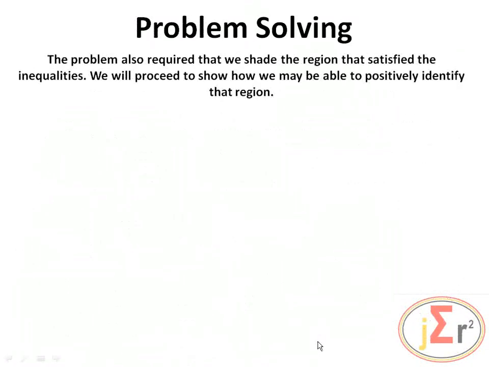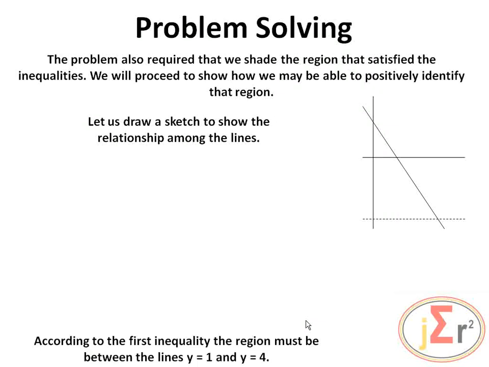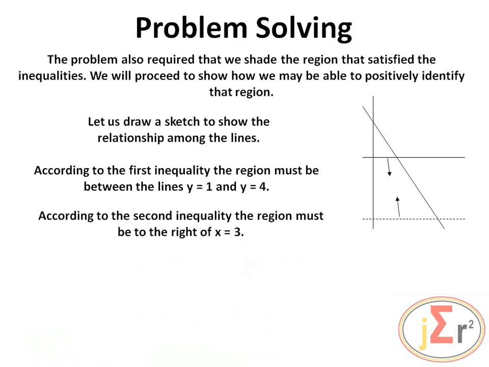The problem also requires that we shade a region that satisfies the inequalities. We will proceed to show how we may be able to positively identify that region. Let us draw a sketch to show the relationship among the lines. According to the first inequality, the region must be between the lines y is equal to 1 and y is equal to 4. According to the second inequality, the region must be to the right of x is equal to 3.